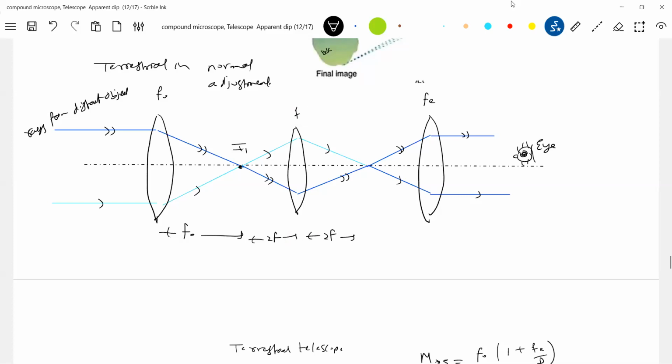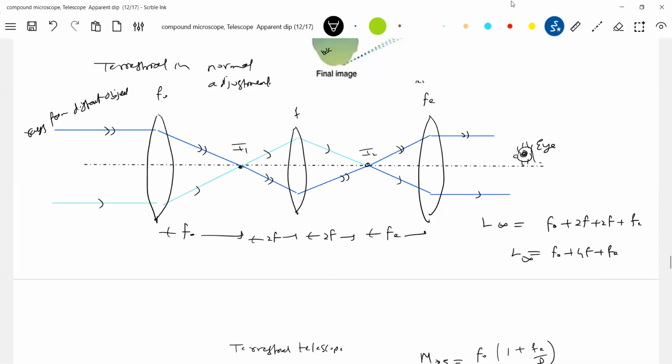Go back to ray optics. And if this is Fe, the rays finally become parallel. So now I am seeing the object clearly and I am relaxed. My eye is relaxed, no strain in the eye. So what is the length of the tube now? The length of the tube will be f naught plus 2f plus 2f plus fe.